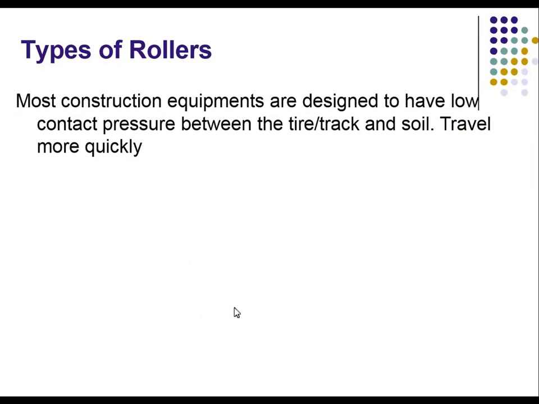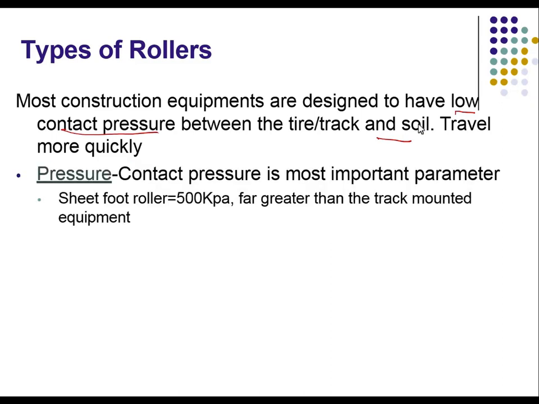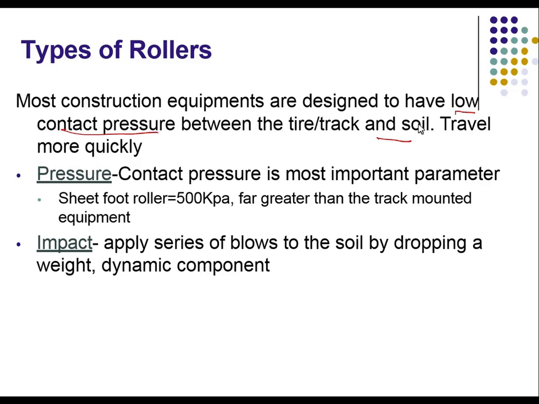Now, most of these rollers are designed to have low contact pressure between the tire or track and the soil, so they can travel quickly because you don't want them to get stuck. Contact pressure is the most important parameter we need to know before we select a type of roller. For example, a sheepsfoot roller has a very high contact pressure, 500 kPa, far greater than track mounted equipment. Some rollers apply impact, and here we are densifying soil by either vibration or impact, so this mechanical energy has a dynamic component to it.